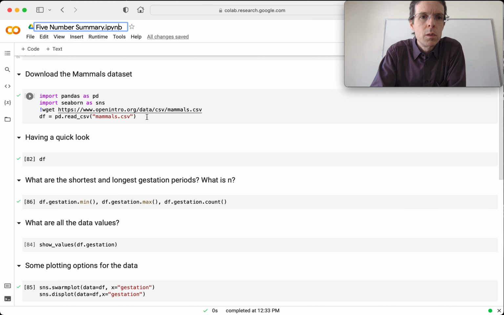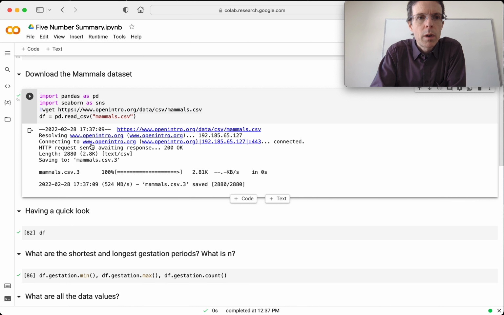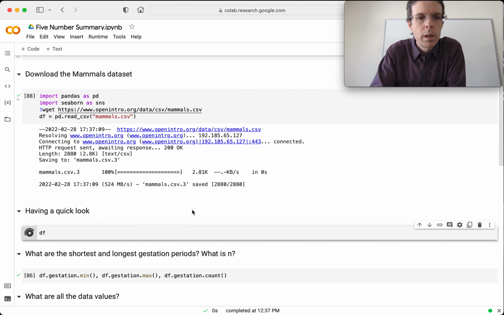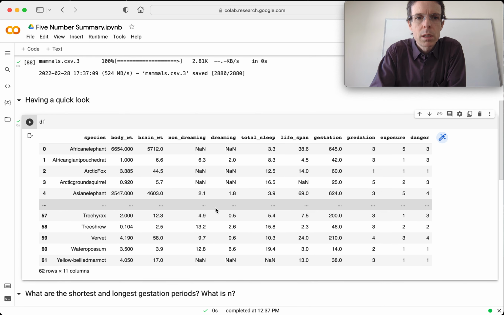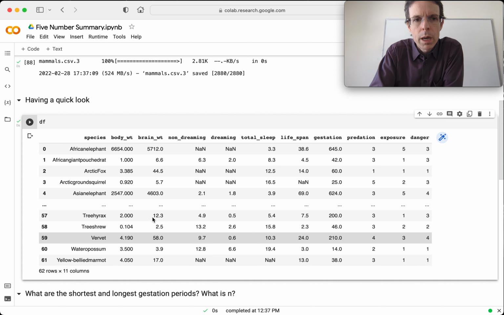First, let's download it using these commands that I prepped here. These are familiar commands. We'll download the file and use read CSV to produce a data frame. If we want to have a look at the data frame, then it looks like this. So this data frame involves body weight and brain weight for lots of different animals here. There are 62 mammals represented.